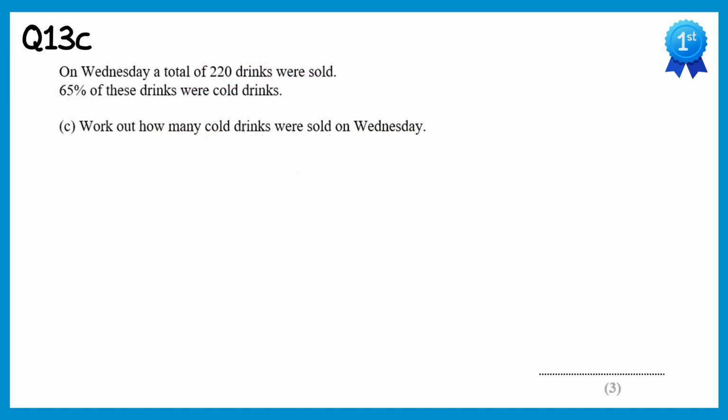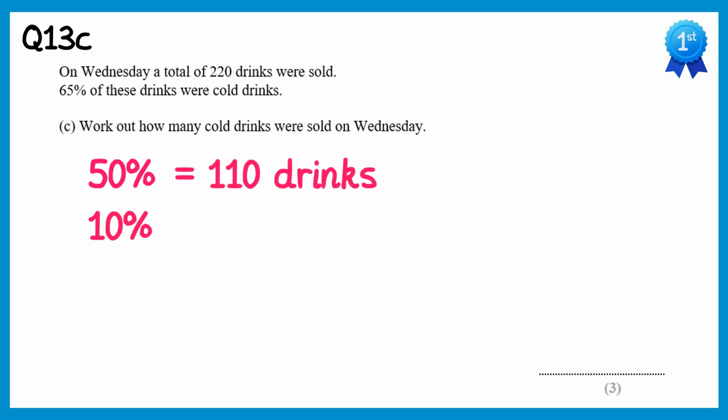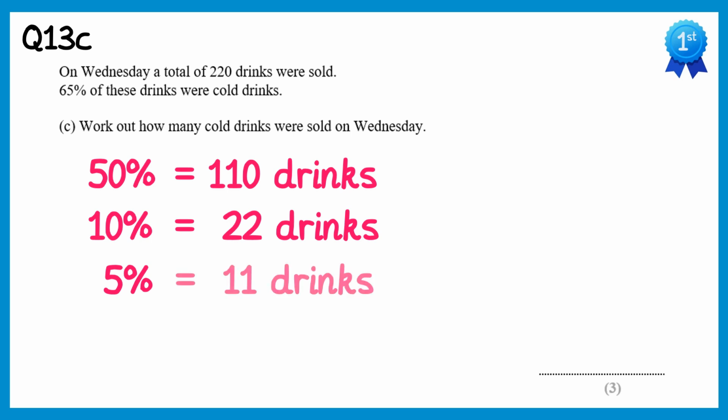For this question, we need to work out 65% of 220. I'm going to start by doing 50%. To do this, I just half 220, which gives me 110. Then I'll do 10% of 220, which you just divide by 10, which gives you 22. And then 5%, which will be half of 10%. So since 10% was 22, we can half this to get 11.